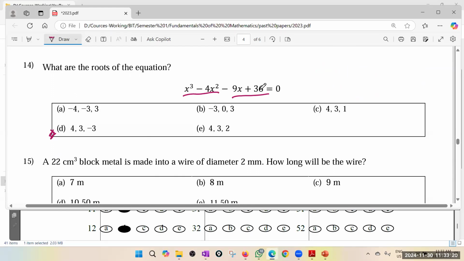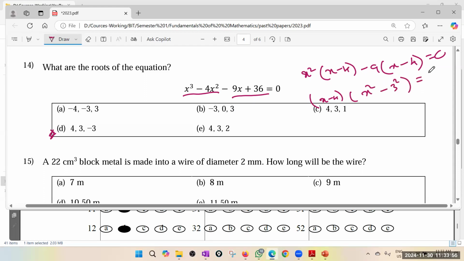Because of x plus 4 or x minus 4. Here I will take x squared out, then x minus 4. And here I will take minus 9 out, then it is x minus 4, because minus 9x plus 36. So now x minus 4 is common, I can take it out, and that leaves x squared minus 9. 9 I will write as 3 squared. So now I have x minus 4 times x plus 3 times x minus 3 equals 0. Therefore possible answers are x equals 4, x equals minus 3, x equals 3.